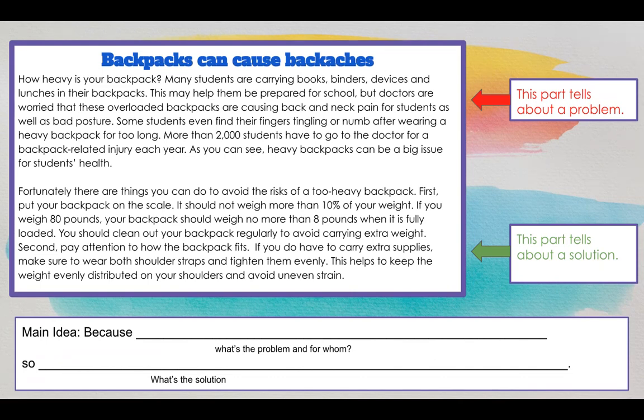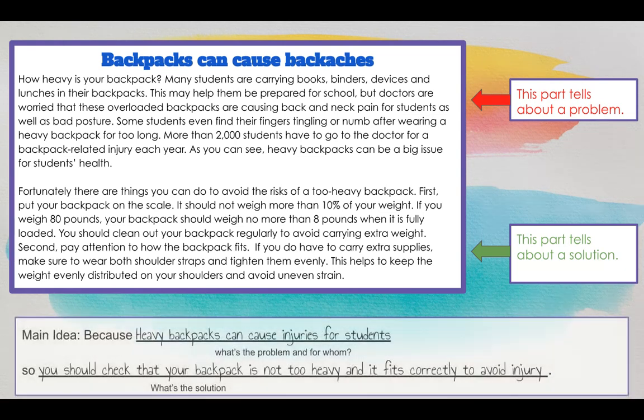All right, pause if you need more time. Let's see if yours matches mine. I said, because heavy backpacks can cause injuries for students. Does your problem have something to do with heavy backpacks causing injuries or backaches, and that it's in students?